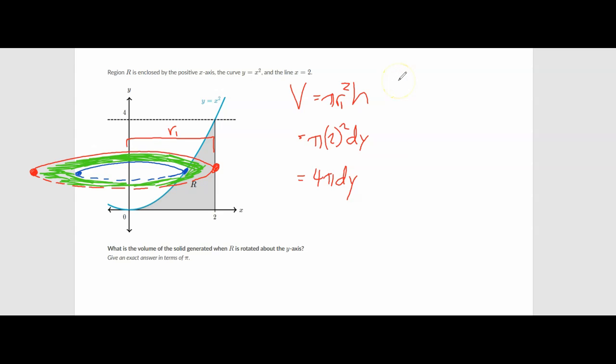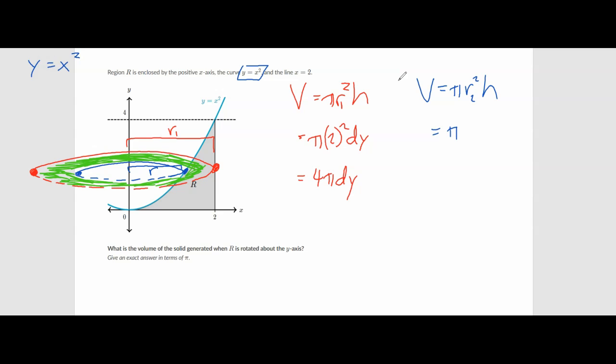The volume of the blue disk, pi, we'll say r sub 2 squared times h. Now, the radius here, that is the distance between the blue curve and the y-axis. The problem is our function is currently in terms of x. We want it to be in terms of y. So we just have to solve for x here.